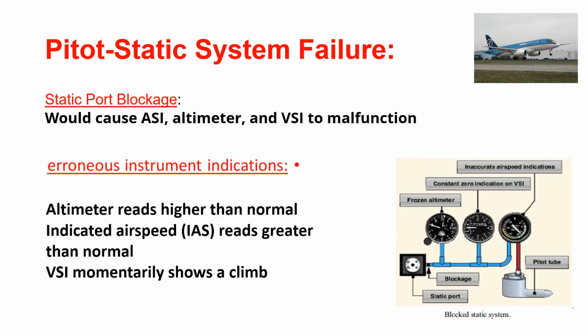Static port blockage would cause the airspeed, altimeter, and vertical speed indicators to malfunction. Erroneous instrument indications: the altimeter reads higher than normal. Indicated airspeed reads greater than normal. The vertical speed indicator momentarily shows a climb.